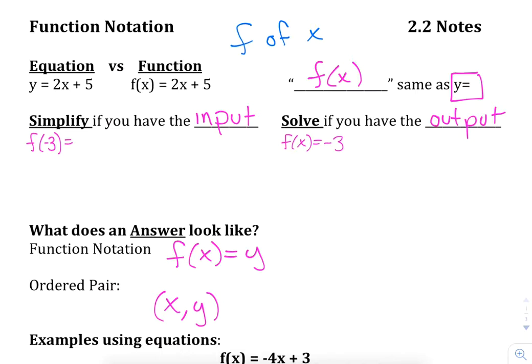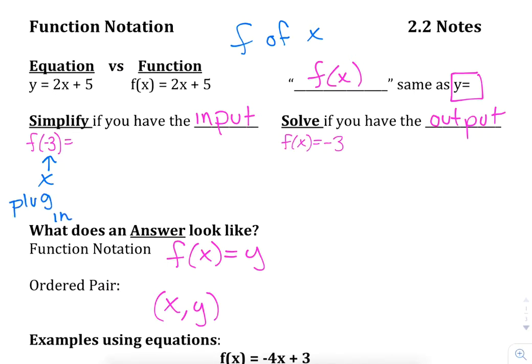So we need to be very clear about who's the input and who's the output. Each question you do today, you're going to have to circle which one you have in order to make the decision about solving or simplifying. So let's talk about it this way. If you have the number inside the parentheses, then you have the input, you have the x. If that's the case, all you're going to do is plug it in.